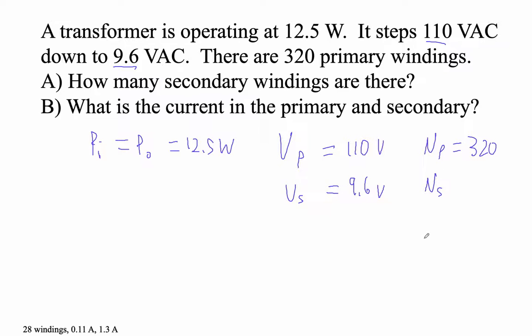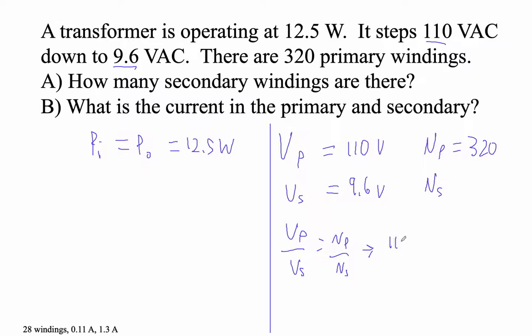And then what's the current in the primary and the secondary? We could do these asynchronously. Let's find NS first. All right, so we're going to go VP over VS is NP over NS.